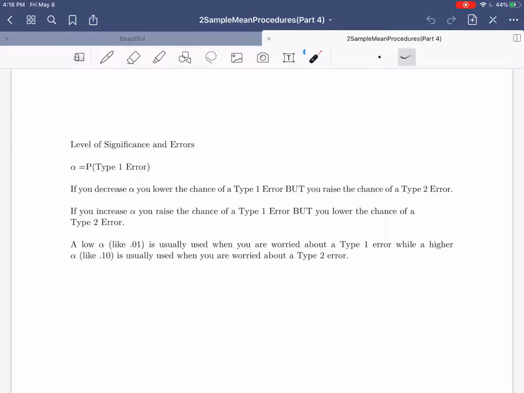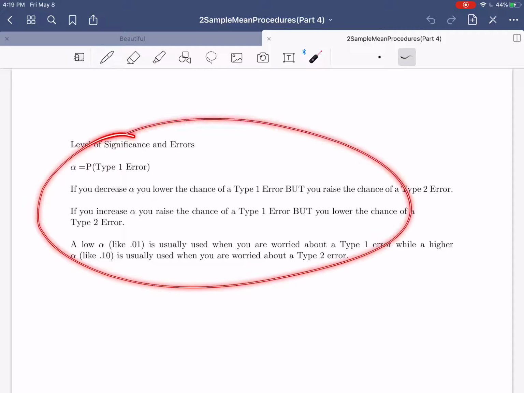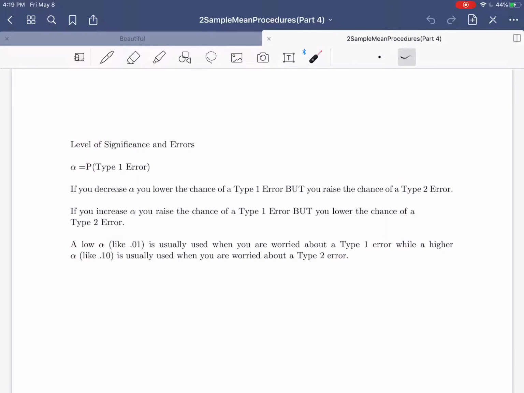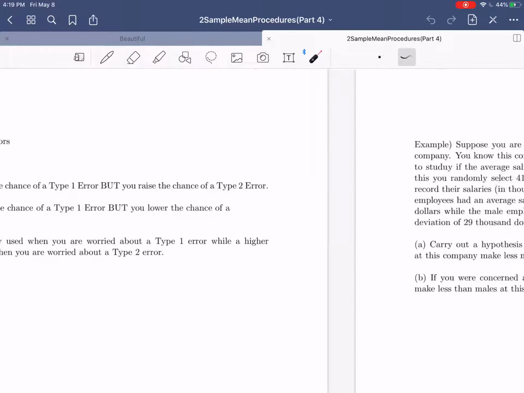Okay, so with that little discussion, we're going to jump into a couple more examples of running these new procedures that we've learned, the matched pairs hypothesis test and the two-sample mean hypothesis test. But we'll also, at the end of each of these examples, spend a little bit more time talking about level of significance and error analysis. So let's get into those examples here.